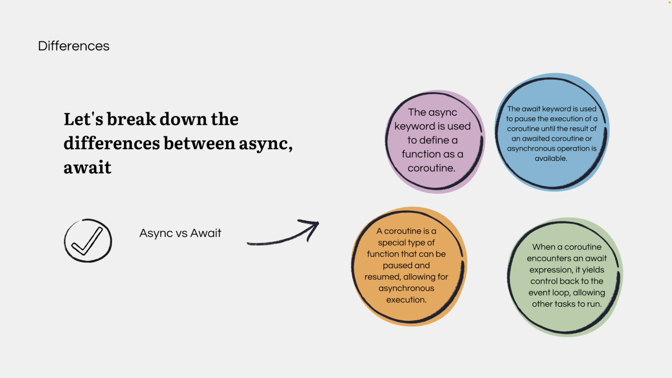First, async is used to define a function as a coroutine which can pause its own execution using the await keyword. In a nutshell, the await keyword pauses the execution of a coroutine until the awaited coroutine or asynchronous operation is available. A coroutine is a special type of function that can be paused and resumed, allowing for asynchronous execution. When a coroutine encounters an await expression, it yields control back to the event loop, allowing other tasks to run.